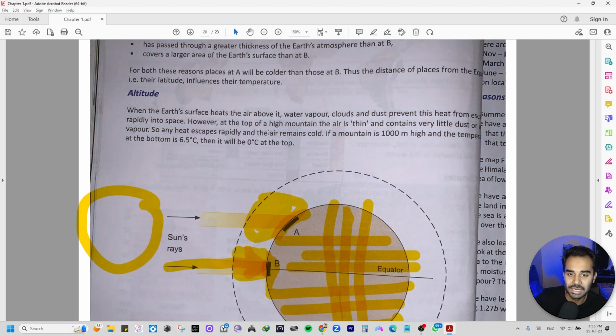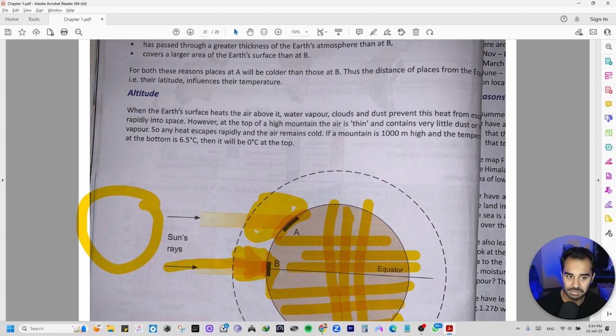However, at the top of a high mountain, now we are taking another example, they're telling us that the air is thin. The air is less dense, very thin, and contains very little dust or water vapor. It means it's thin, it's not thick, it doesn't have other things in it. So any heat escapes rapidly and the air remains cool.